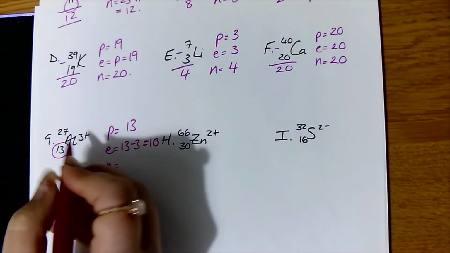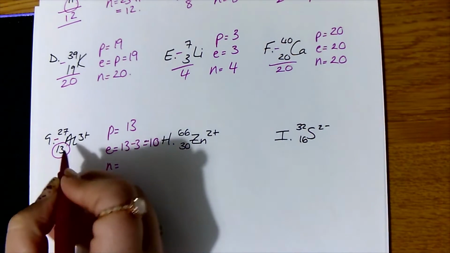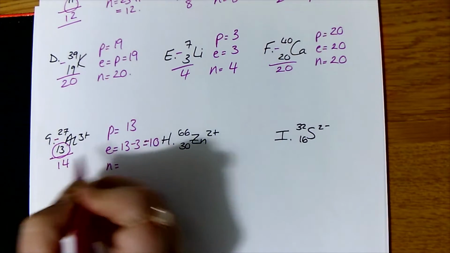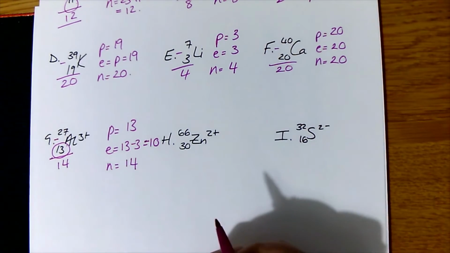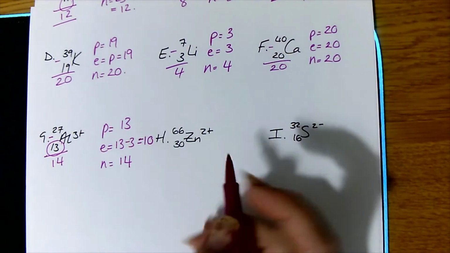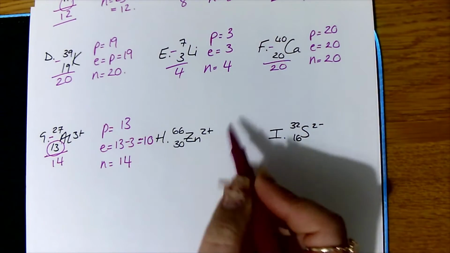And again, our neutrons are worked out by doing our little sum. 27 minus 13 gives you 14. And let's consolidate that by doing another positive ion example.